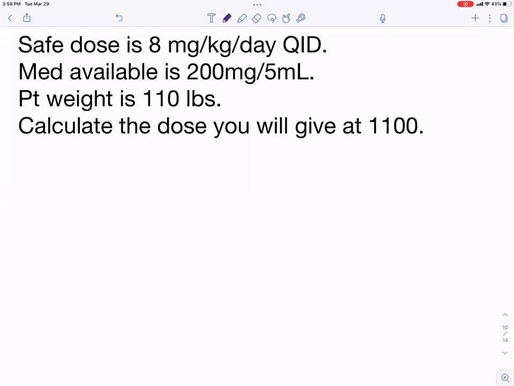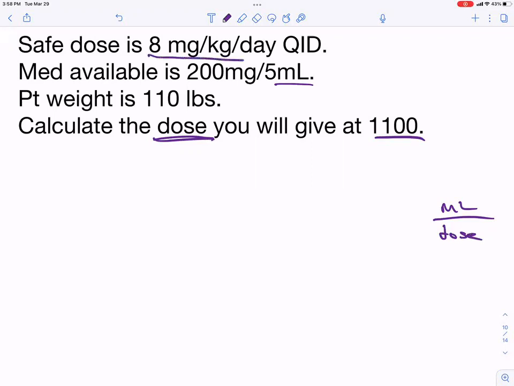The safe dose is 8 milligrams per kilogram per day, given QID. Med available, 200 milligrams in 5 mLs. The patient weighs 110 pounds. Calculate the dose you will give at 11 o'clock. Well, let's think about it. It's available in milliliters. That's how it comes, so the only way I can give that is in a liquid form. So I have to solve for milliliters, and I'm solving for a specific dose at 11.